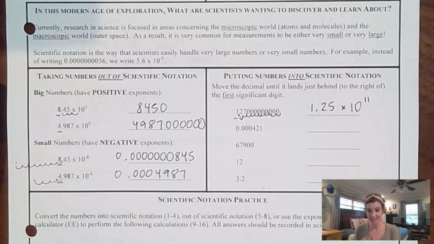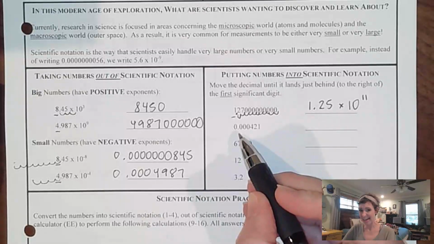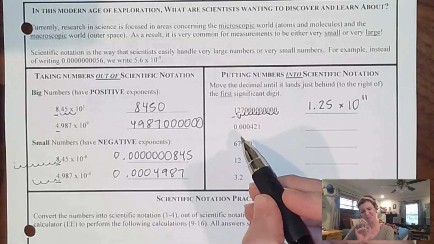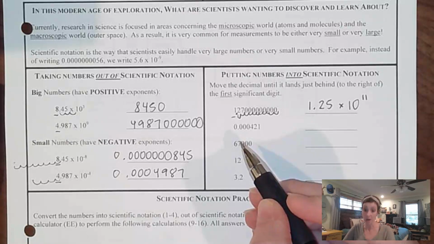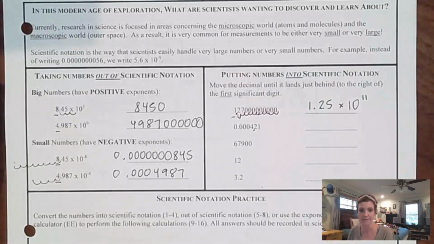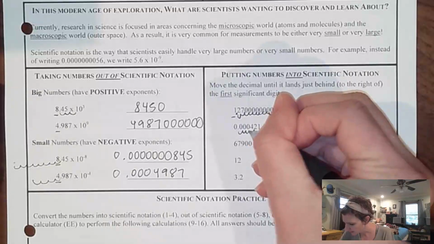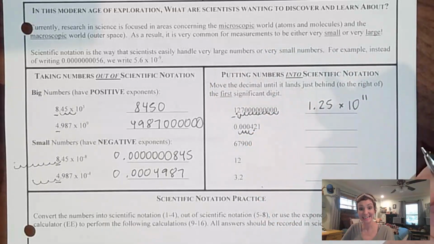Okay, so now we're going to the next one. All right, once again, the decimal is starting over there. I need to sneak it to where it is just behind that first non-zero number. So it's going to end up going right here behind that 4. How many places does it take for it to get there? 1, 2, 3, 4 places.